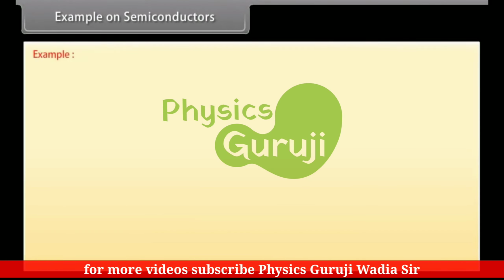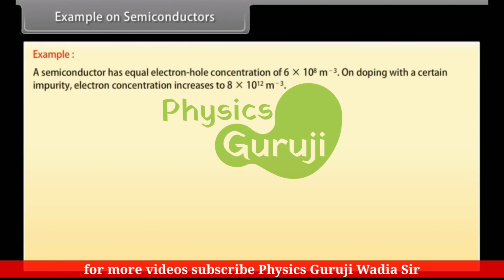Let's take an example on semiconductors. A semiconductor has equal electron-hole concentration of 6 into 10 raised to the power 8 per meter cube. On doping with a certain impurity, electron concentration increases to 8 into 10 raised to the power 12 per meter cube.